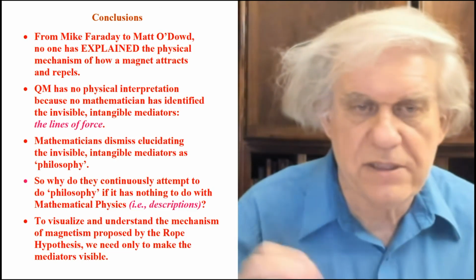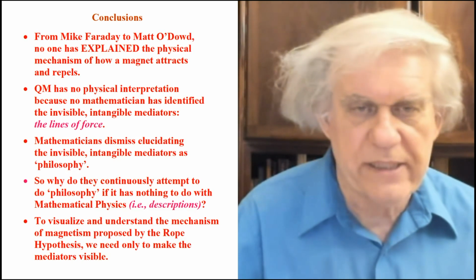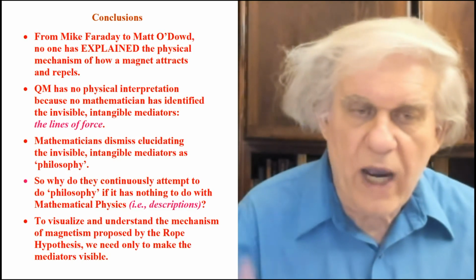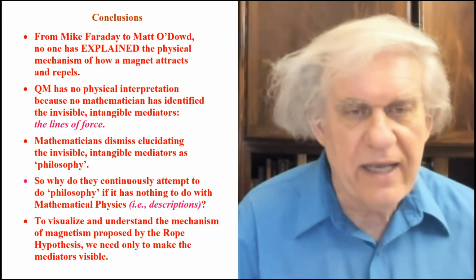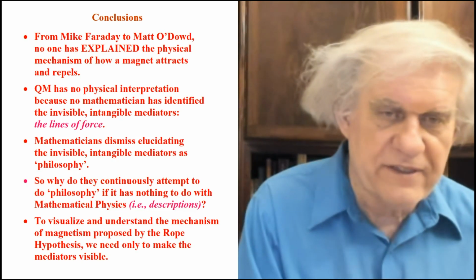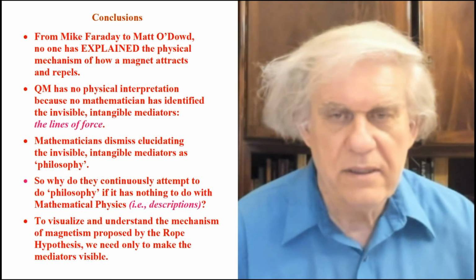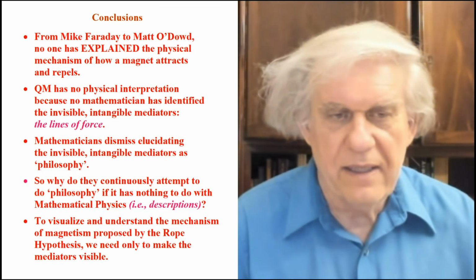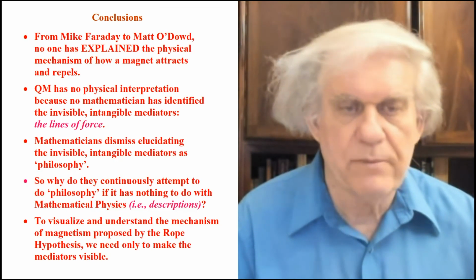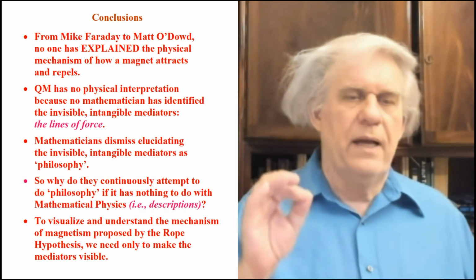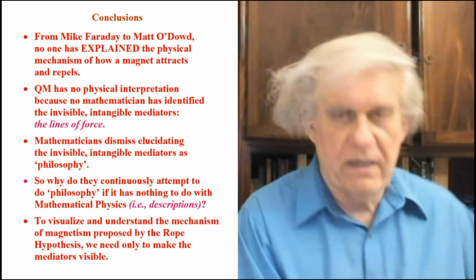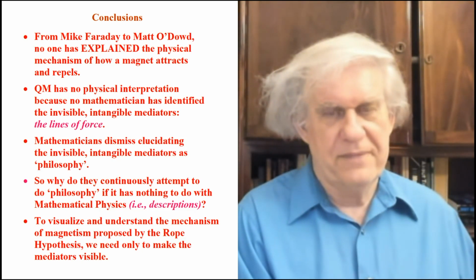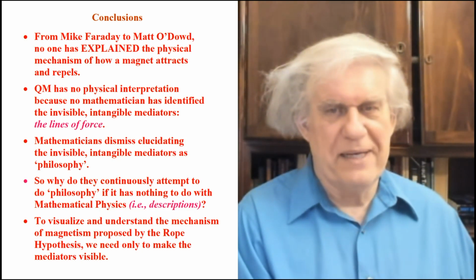Okay, mathematicians dismiss elucidating the invisible intangible mediators as philosophy. So why do they continuously attempt to do philosophy, trying to explain mechanisms, if it has nothing to do with mathematical physics, which is what? Descriptions. An equation is only a description. Okay, to visualize and understand the mechanism of magnetism proposed by the rope hypothesis, we need only to make the mediators visible. Draw it. Show me a picture. Show me the movie.